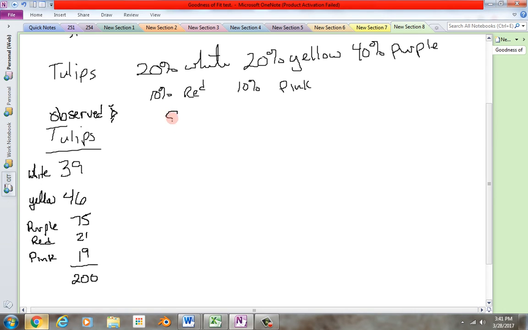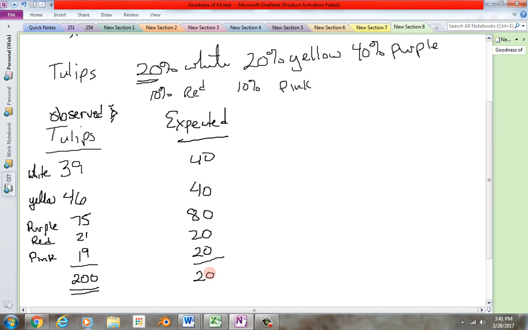But wait a minute. I expected 40 white. How did you know that, Jay? Well, there were 200 total tulips, and I was expecting 20% of them to be white. 20% of 200 is 40. I also expected 40 yellow. By the way, I'm not shocked that I got 39. That's a little weird, but not horrible. What is 40% of 200? It turns out it's 80. So again, this is a little different, but not horrible. 10% would be 20, and 10% would be 20. Again, for a total of 200.